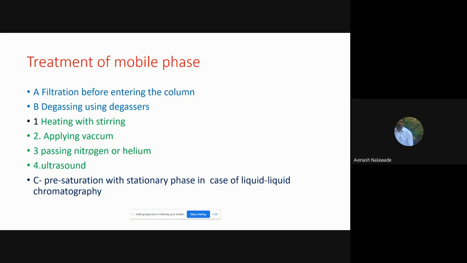म्हणजे एक लक्षात घ्या पहिल्यांदा सगळ्यात महत्त्वाचं काय असेल याच्यामध्ये तर मोबाईल फेज महत्त्वाचे आहे आणि त्या मोबाईल फेज मध्ये आपण काय करतोय तर मोबाईल फेज पहिल्यांदा तो सॉल्व्हंट फिल्ट्रेशन करतोय नंतर त्याचं डिगॅसिंग करतोय आणि नंतर in the next stage we are pre-saturating it with a stationary phase in the case of the liquid chromatography. म्हणजे मोबाईल फेजवर या सगळ्या प्रक्रिया झाल्यानंतर ती पुढे जाते.